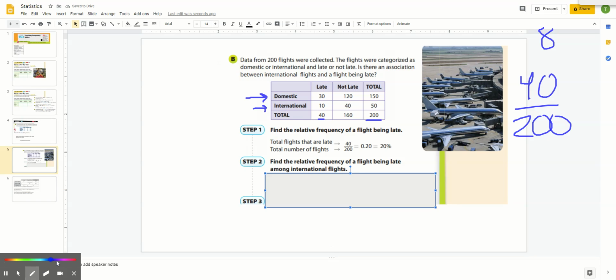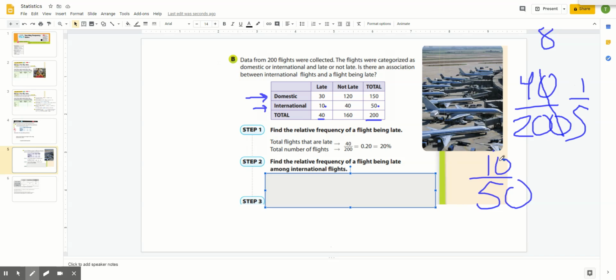All right, so what is it for international flights? Go ahead and type that in. All right, so let's take a look. That should be 10, right, out of the total 50. And now let's take a look. This one's already done for you right there, right? You could break that down. So we go like this, 4/20ths, 1/5. This one right here, 1/5. It's exactly the same rate in association.